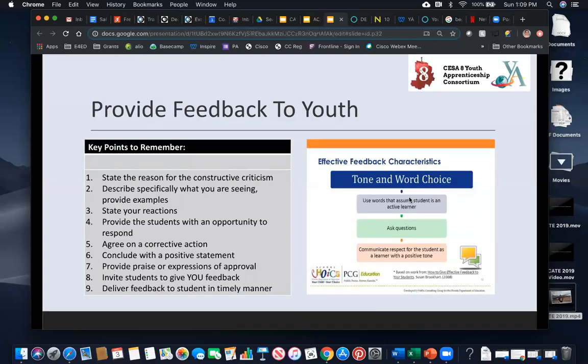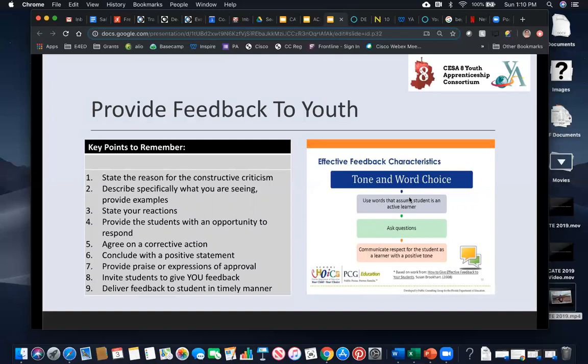In the feedback that you provide to youth, you want to keep some key points in mind. You want to state the reason for any constructive criticism, and please do keep any criticism as constructive as possible, thinking about your tone and your word choice. You want to describe specifically what you're seeing and give examples of that behavior or the skill. You want to state your reactions. Then you want to provide the student with an opportunity to respond to what you've seen to see if there's any misunderstanding. You want to agree on what the corrective action is for this particular activity. Then conclude with a positive statement so the student knows that you believe they can accomplish this.